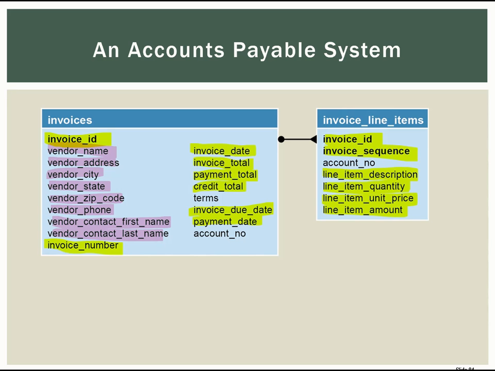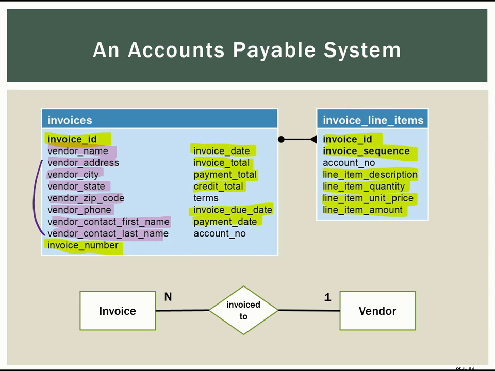But if we think about this vendor information, we could have multiple invoices from the same vendor. So does all this vendor information really depend on the invoice ID? It probably depends more on something different, maybe like the vendor ID. All of those vendor fields are directly related to a vendor name or a vendor ID, and only indirectly related to the invoice ID.